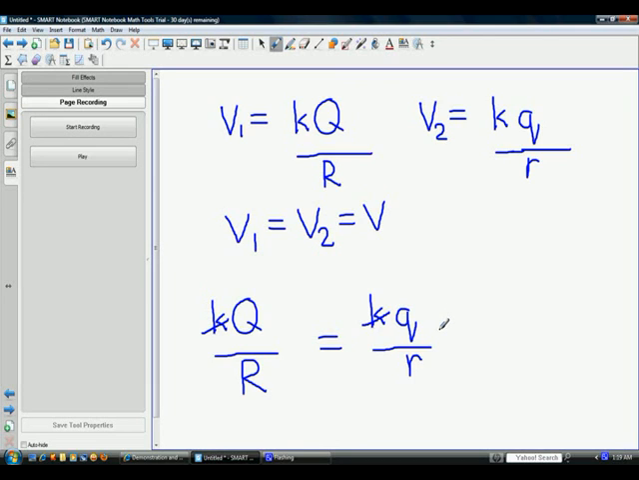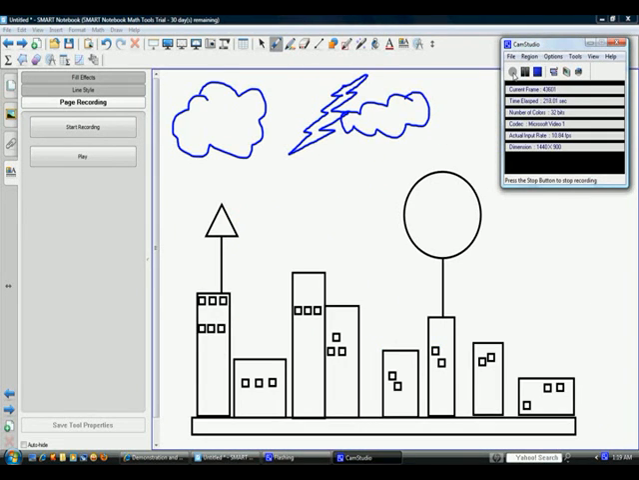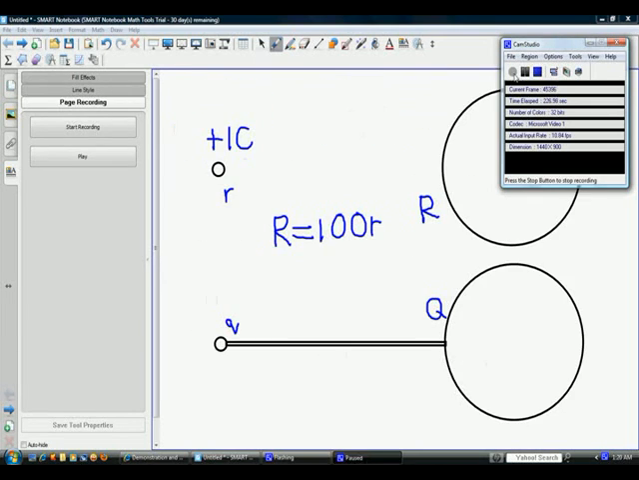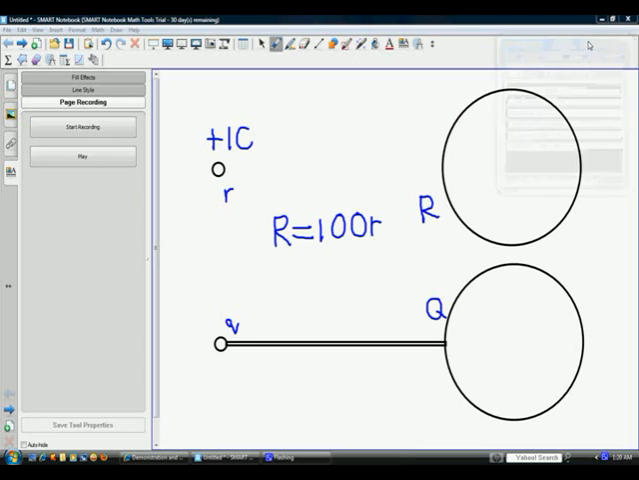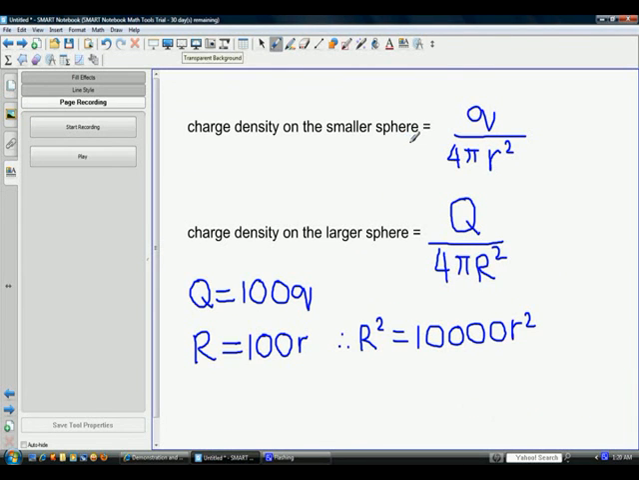Now there's one question. When lightning strikes, what should be the shape of the tip of the lightning rod? Should it be a small pointed tip or a large spherical tip? To see this, let's consider the two spheres in terms of their charge densities. The charge density on the sphere is given by the charge on a sphere divided by its area. So the charge density on the smaller sphere is small q over 4 pi r squared, and the charge density on the larger sphere is given by big Q over 4 pi big R squared.